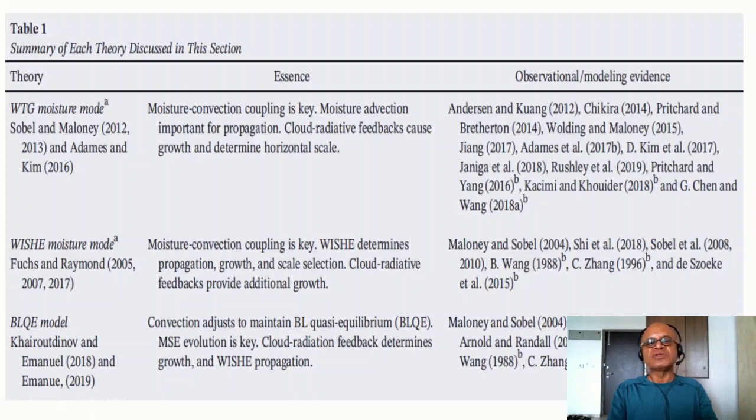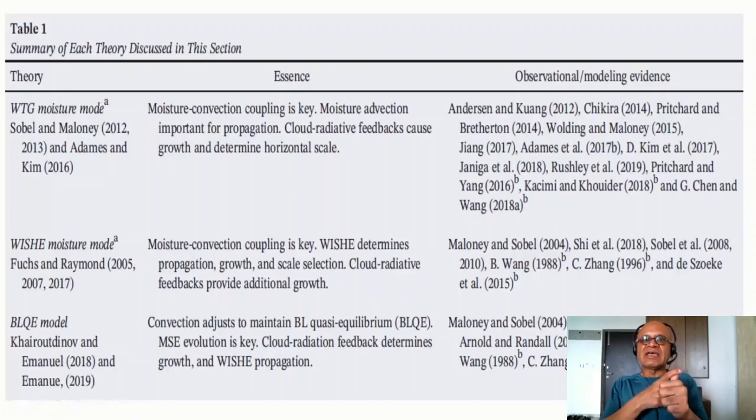So many of the models show that MJO-like features can be generated with waves in a dry atmosphere, but moisture seems to be key for explaining the propagation speeds and so on. Moisture advection is important for propagation, so as opposed to the weak temperature gradient and the balances that go with that, you still have strong moisture advection. If the temperature gradient is weak, then obviously temperature advection is weak. So cloud radiative feedbacks cause growth and determine the horizontal scale.